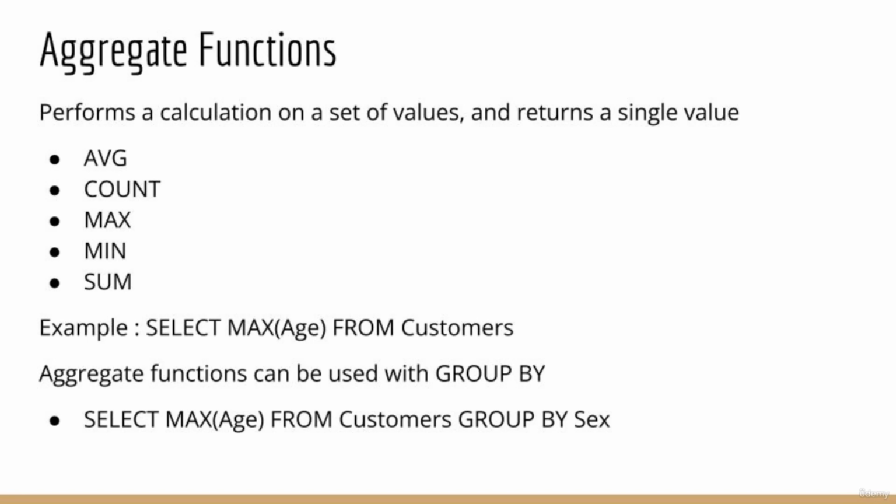When used with a group by clause, each aggregate function produces a single value covering each group instead of a single value covering the whole table. In our example, we calculate the maximum age of customers grouped by sex, which means that we will get the maximum age for females and males separately.